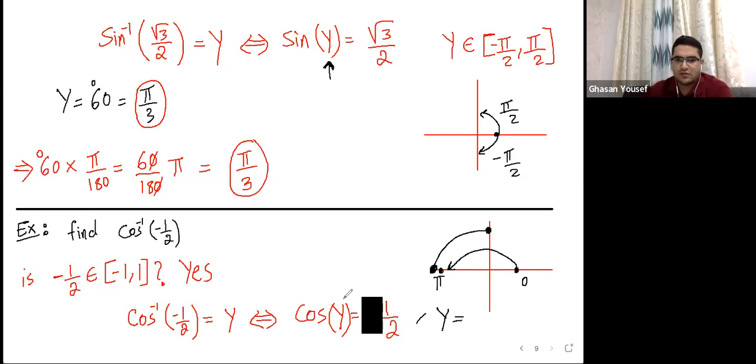Let me check. Cosine of 30, the answer is the square root of 3 over 2. It's not the answer. Cosine of 45 is the square root of 2 over 2, not the answer. The cosine of 60 is 1/2. So correct. So here, the y reference is 60.